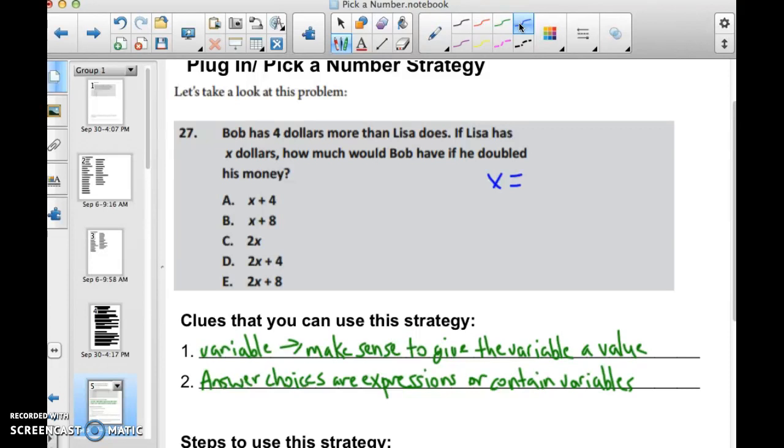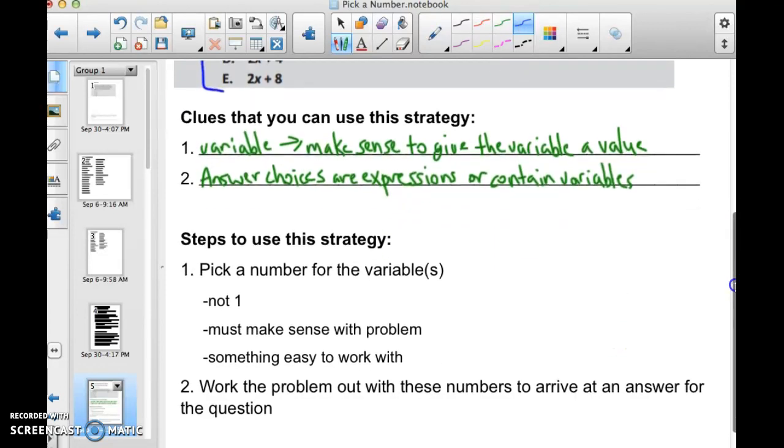The second clue is that all the answer choices are expressions, or they have that same variable in it. How much money would Bob have if he doubled his money? It doesn't make sense that he would have X plus 8 money. It just doesn't make any sense. And so this type of problem and those 2 situations clue me that I can use this pick a number strategy. So the first step in this pick a number strategy is you do that.